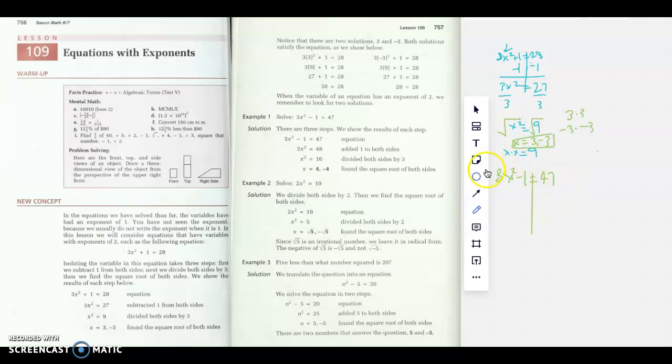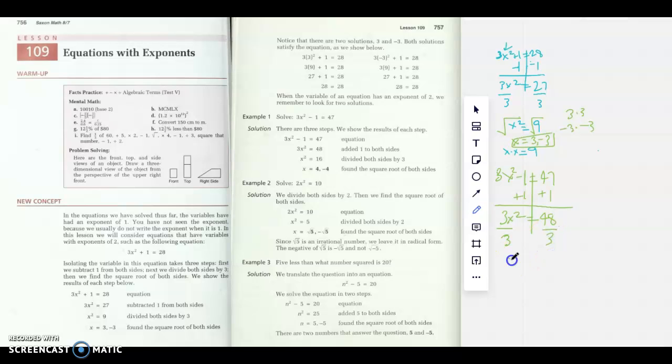So our next equation is 3x squared minus 1 is equal to 47. So we're going to follow the same steps. We're going to isolate the 3x squared, or the first term that contains a variable, by getting rid of each term that does not have a variable and combining like terms. So now we have 3x squared is equal to 48. We're not done yet because now we have to divide both sides by 3.